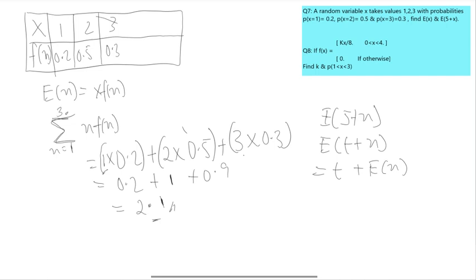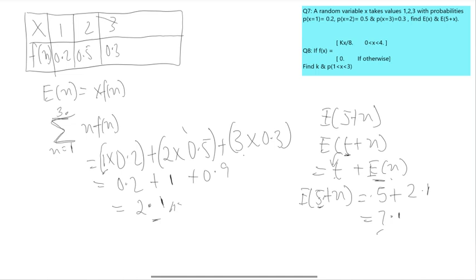So now let's solve. We have E(5 + x). This is going to be equal to 5 + E(x), which is 2.1, and this is going to be equal to 7.1, because this 5 here is representing this t here. What we are doing to the formula is bringing it here, so we are having t + E(x). Since this t is 5, we are going to have 5 + E(x), and E(x) is 2.1. So we are going to have 5 + 2.1, which is 7.1.